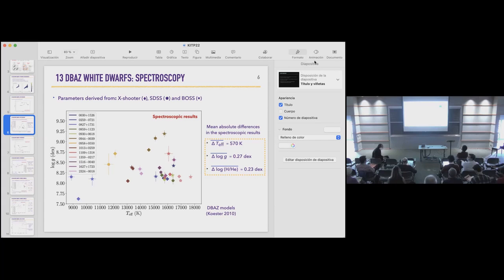Hi, Paula, it's Ingrid here. The difference between the parameters you get from X-shooter and SDSS is quite striking. Do you have any idea what's behind that? Is it spectral resolution, wavelength coverage, a bit of everything?